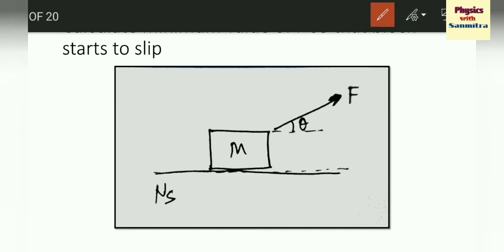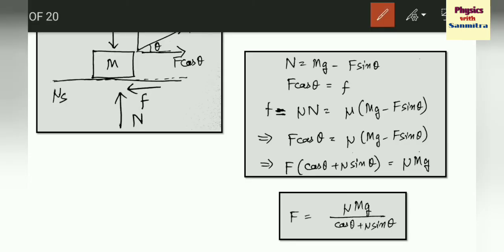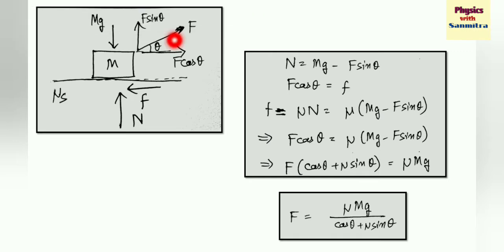Okay, now let's analyze this particular problem. What is the minimum value of F? See, I have drawn the free body diagram. Now see, this N is upward and this mg is downward and F sin theta is upward. So N is equal to mg minus F sin theta. As I have already said, if this F increases, then N will decrease. If this theta increases, suppose the angle is more upward, then also N decreases.